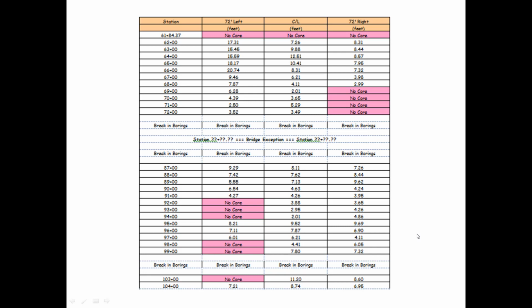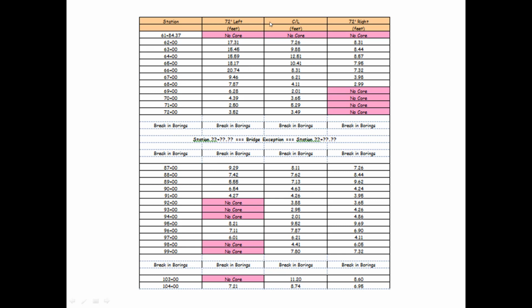This is just an Excel sheet somebody created, and it shows you your stations off on the left side. It tells you where we have break into borings. It actually shows where the bridge exception is at. We don't know exactly where that bridge is at. We don't have a bridge report yet, but we guesstimated around 72 plus 00 to 87 plus 00. So that's all our stationing for the project.